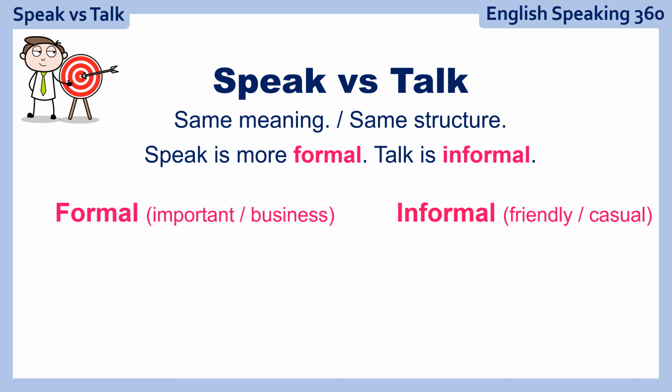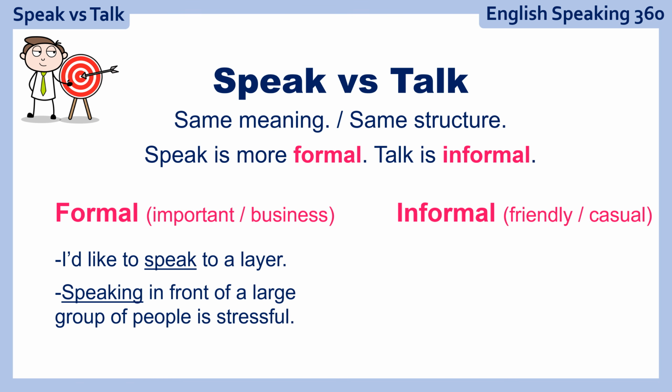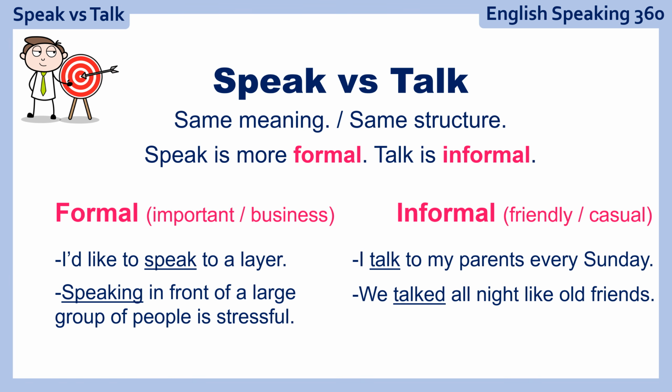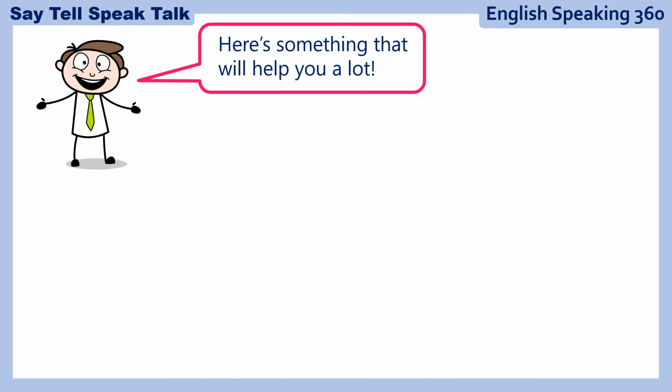Let's take a look at more examples for formal and informal. I'd like to speak to a lawyer. Oh, very important discussion, speak. Speaking in front of a large group of people is stressful. So in these two examples, you see it's more important. It's business-like. On the informal side, I talk to my parents every Sunday. We talked all night like old friends. A friendly conversation, a casual conversation. Great. Here's something that will help you a lot.